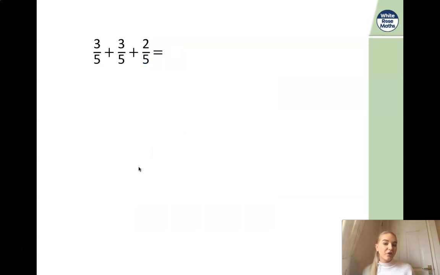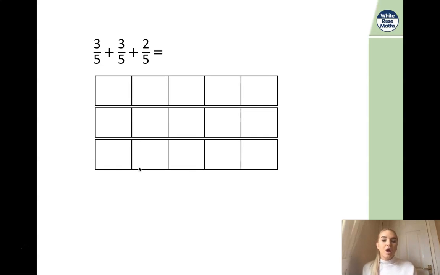This time, today's focus is adding 2 or more fractions together. So I'm going to show you how we can do this. What we can do is have our first bar. We can have 3/5 shown on our first bar, 3/5 shown on our second bar, and 2/5 shown on our final bar. Now if we add them together, we can see that we have got 8/5 because 3 add 3 is 6, add 2 is 8.